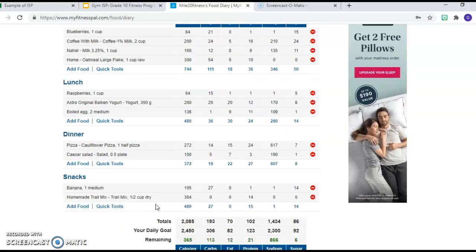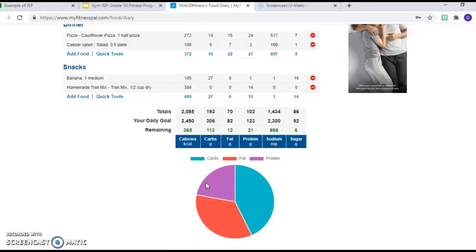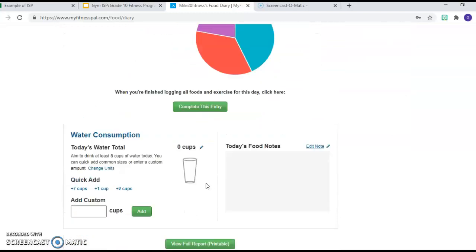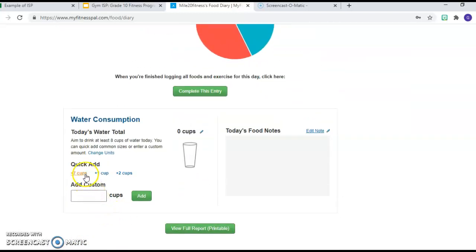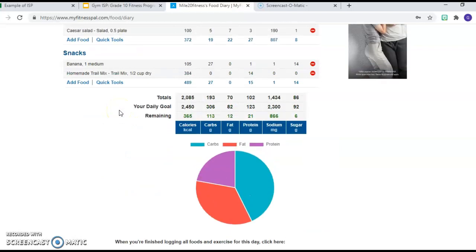Now that this is a completed day, I would like you to take a look at this data across the bottom. You could look at your little pie chart here as well. I'm not going to enter in water today, but you can certainly enter in water. All you have to do is plus a cup, plus 2 cups, and I'm at 7 cups. My water consumption's been pretty good since we've come home.